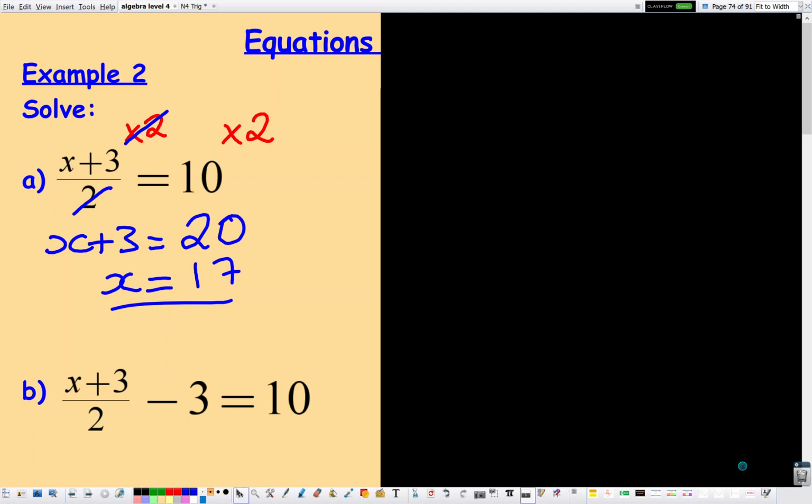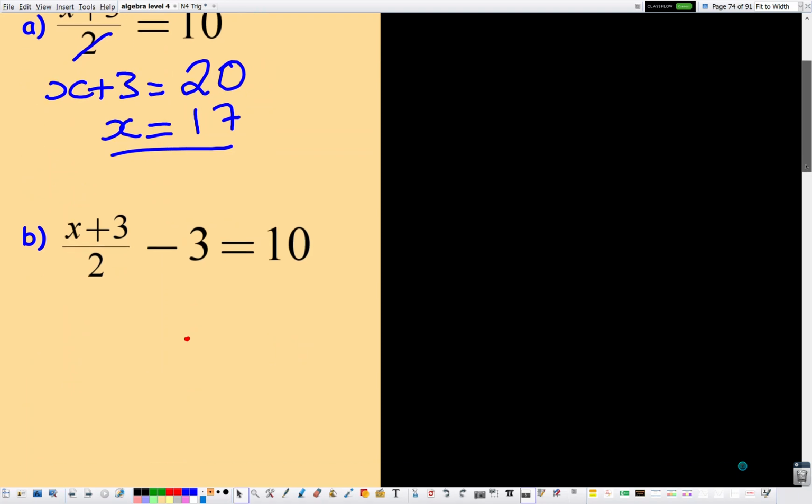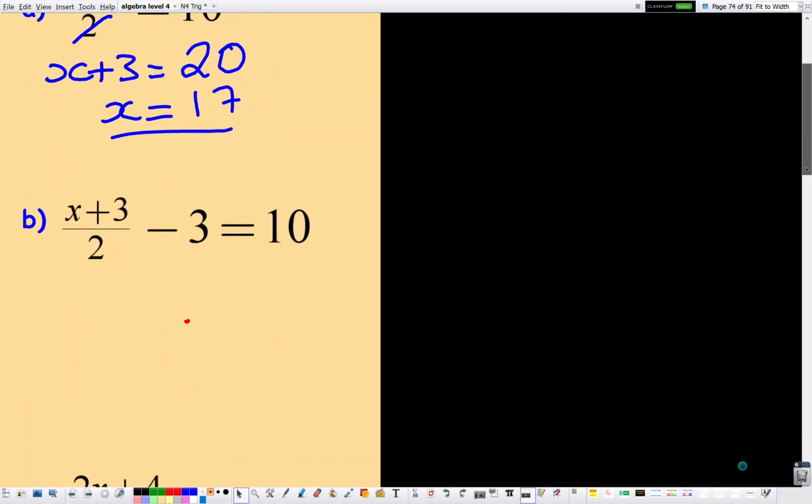Next example, I've actually got 3 examples to show you, I've forgotten. So next example is example B. Copy it down just now.